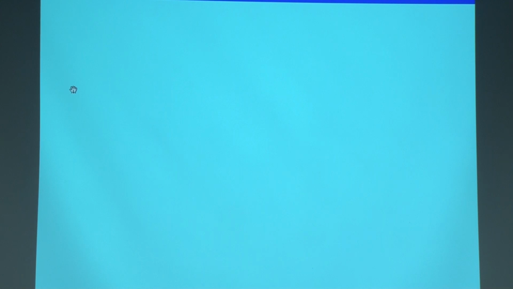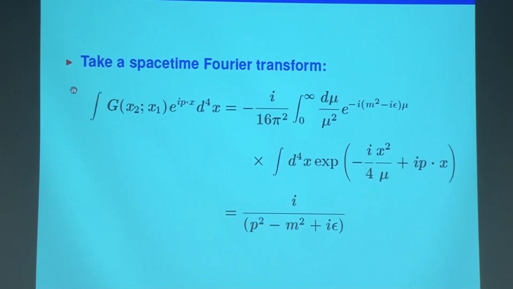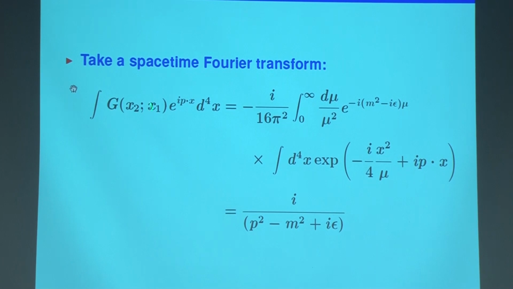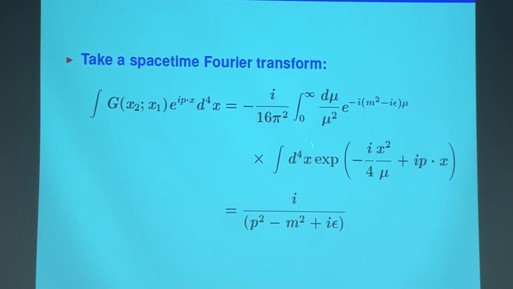Fine. Now I want to probe this propagator a little bit more. So two things I want to do. First, I want to take its four-dimensional Fourier transform. So you take the propagator and you take its four-dimensional Fourier transform. The propagator is integral 0 to infinity d mu upon mu square, this factor, and it had an e to the minus x square upon 4 mu, right?